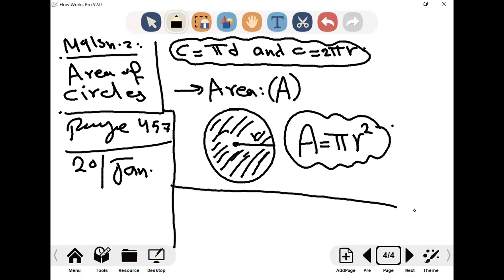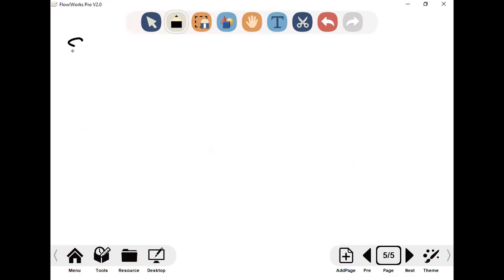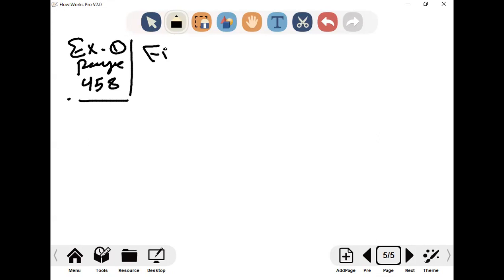Example 1. Find the area of a circle given the radius. We are on page 458. The question wants us to find the area of the following circle. Close your book.